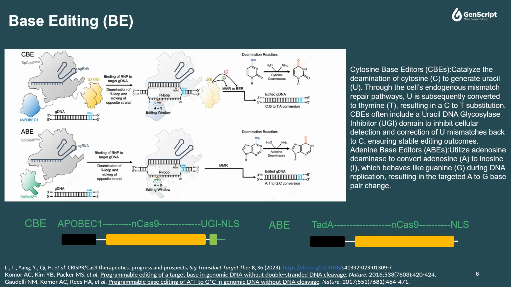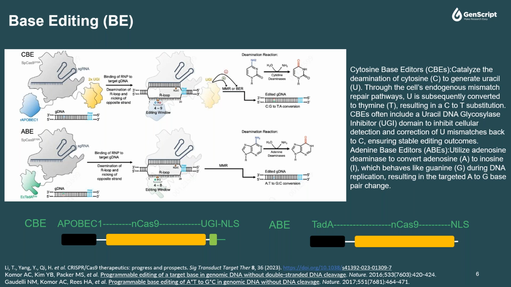Cytosine base editors catalyze the deamination of cytosine to generate uracil, which is then processed through the cell's endogenous mismatch repair pathways. Uracil is subsequently converted to thymine, resulting in a C to T substitution. CBEs often include a uracil DNA glycosylase inhibitor, short for UGI domain, to inhibit cellular detection and correction of uracil mismatches back to cytosine, ensuring stable editing outcomes.